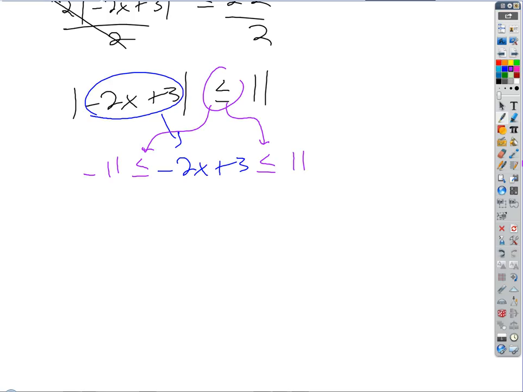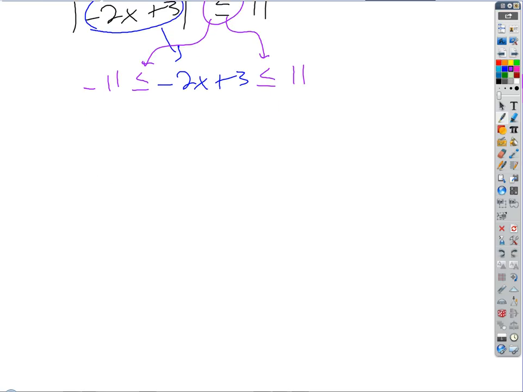Let's see, Alex, what's the first thing I want to do to solve for x here? Here's the x I'm trying to isolate. What do I have to undo? What's the first step? Subtract 3. Okay, if I do that, I'm going to get negative 14, I'm going to get negative 2x, and I'm going to get positive 8. Now what?